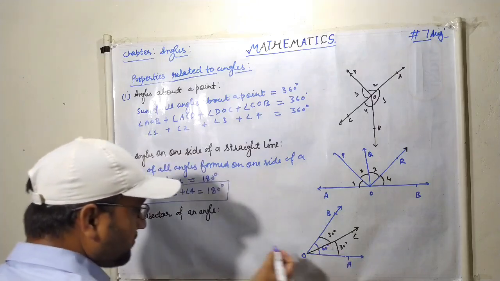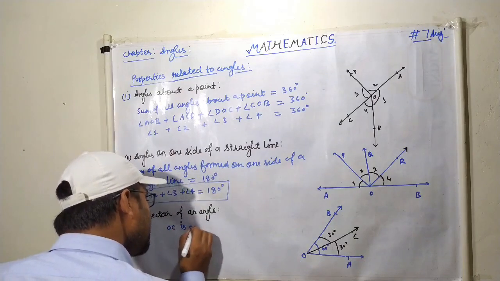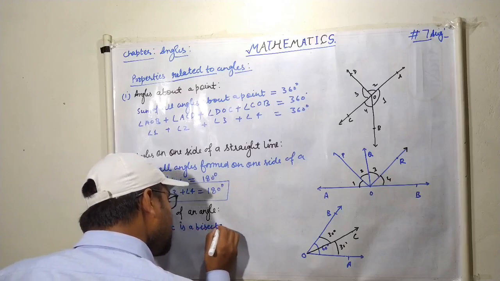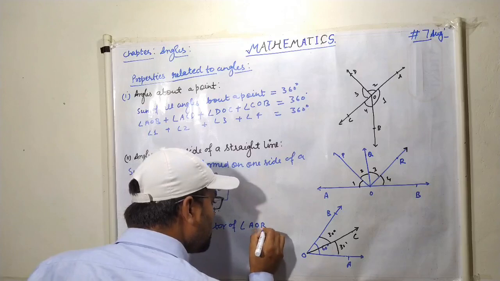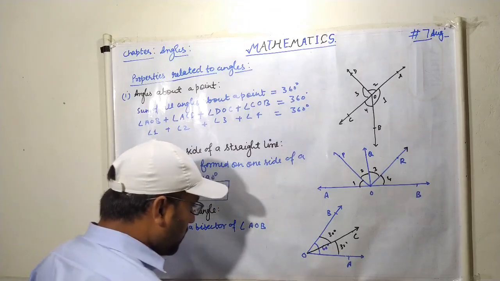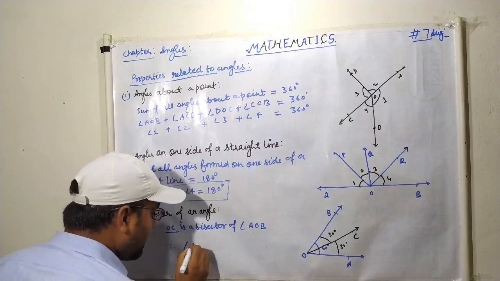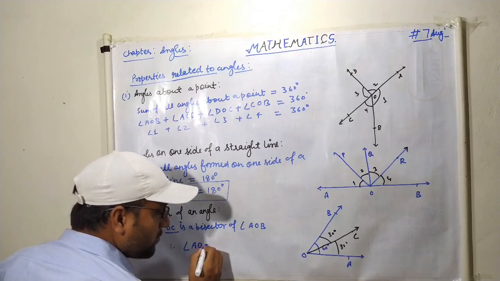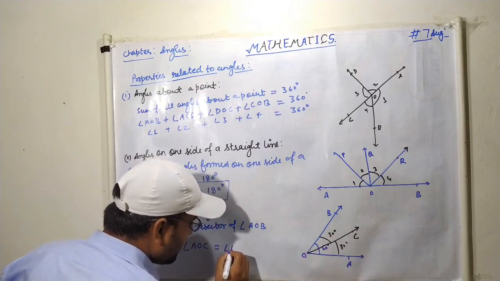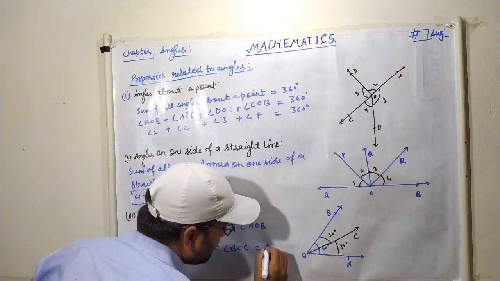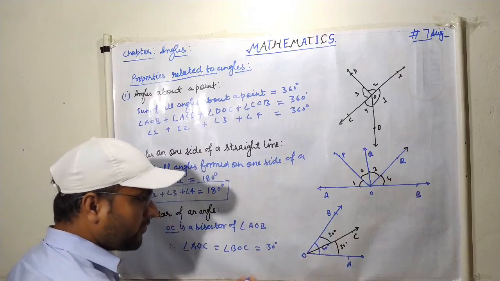So OC is a bisector of angle AOB. So angle AOC is equal to angle BOC, which is equal to 30 degrees, for this example. Okay, note that this is not the case for all angles.